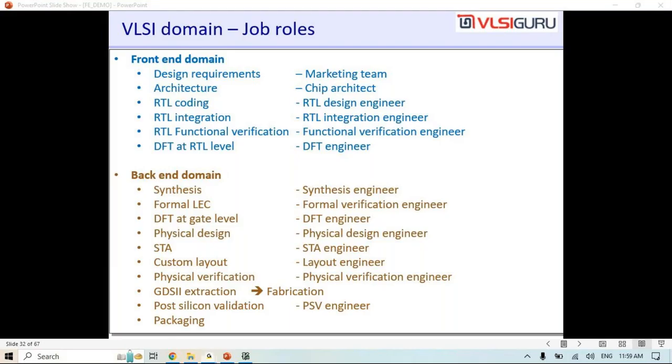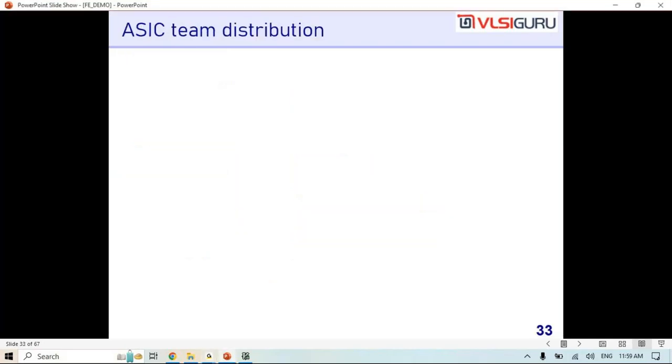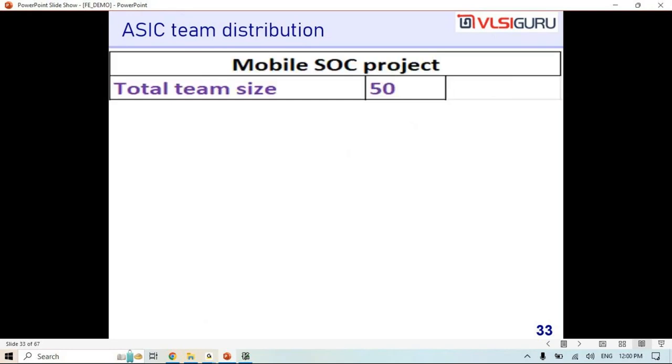So here, let's briefly talk about what is an ASIC team distribution. Let's say if you get into a project, there are 50 members in the team. What is the team for? Mobile phone chip manufacturing. Let's say I set up a team. I took a challenge that we should have our own mobile phone chip as a country. Right now we don't have; everything is imported.